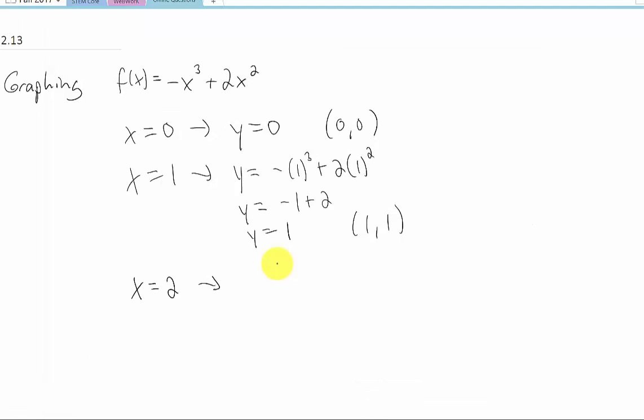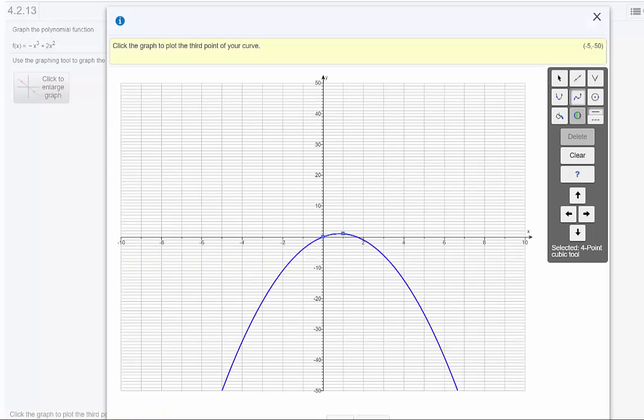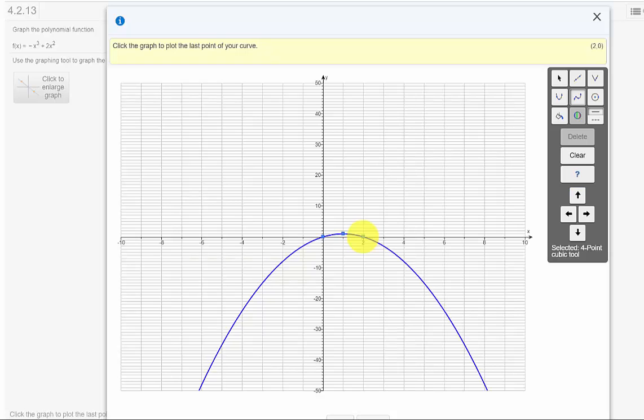Let's see what happens at x equals 2. If we plug in x equals 2 to the original function, we work out the math and we get y equals 0, so we have a point 2, 0. I'm going to go back to my graph now, and I'm going to go to the point 2, 0. There it is right there. That's my third point. I need one more, so I'm going to go back to my notes.